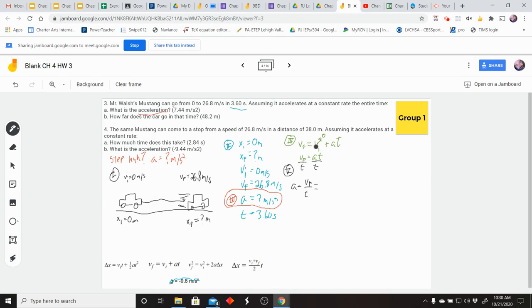So this isn't that bad. I've done it in letters as long as I can. Now I have to go to the numbers. V final is 26.8 meters per second. T is 3.60 seconds.